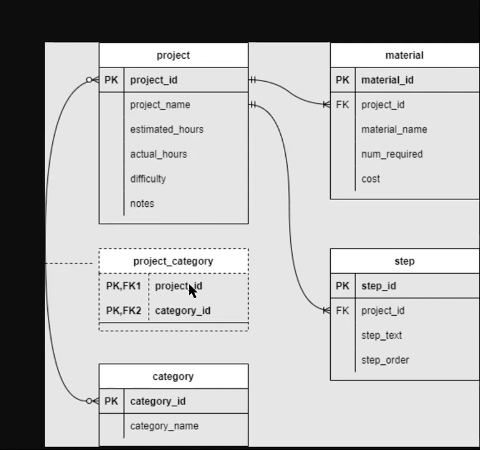And we'll get into all these relationships, but we'll just go with the project category as a primary key and foreign key of project ID, and primary key, foreign key of category ID. And the same thing right here, category has a primary key of category ID, then it has category name. Over here, we have material. The primary key is material ID, foreign key is project ID, material name, none required, cost. And then step: primary key step ID, foreign key project ID, step text, step order.